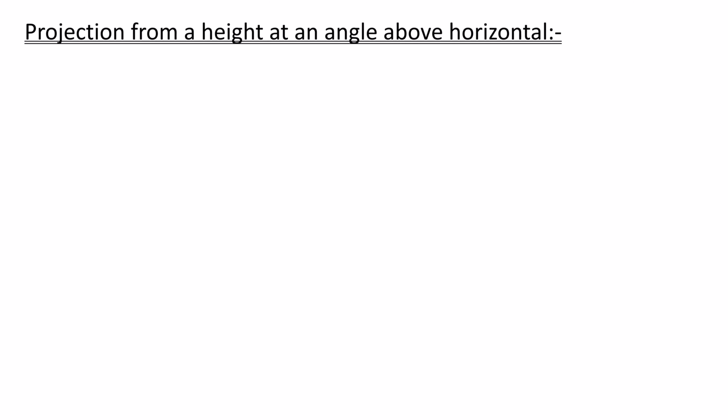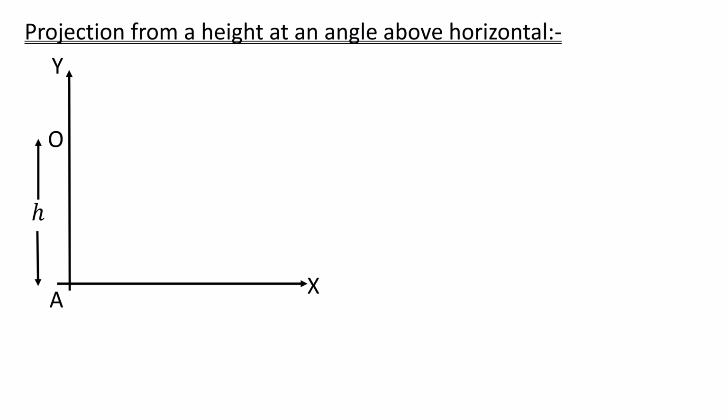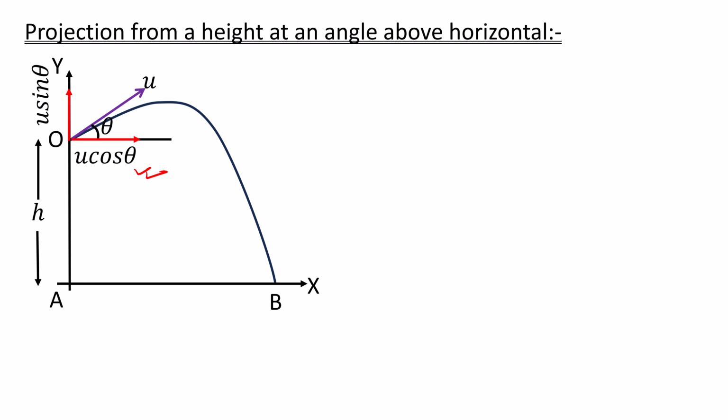Projection from a height at a certain angle above horizontal. This is height h, and the projectile is projected making a certain angle with the horizontal from this height. Now, this velocity u has two components, u cos theta and u sin theta. This is the horizontal velocity, along the plus x direction. This is along the plus y direction, so we take the initial vertical velocity also as plus. This height h is below the origin, that's why we take it as minus h.